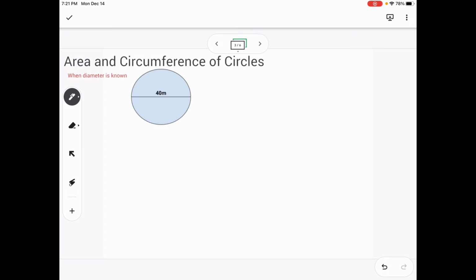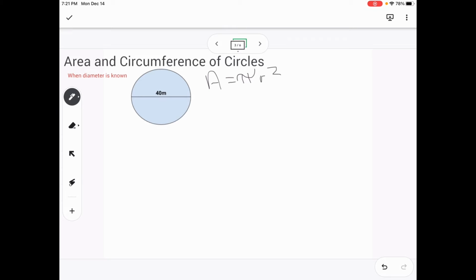In the last video, you learned how to find area and circumference of circles if radius was given. In this video, we're going to look at how to find the area and circumference of circles if diameter is given. It does follow a lot of the same strategies. However, the equation to find area of a circle always remains the same. Area is equal to pi r squared.